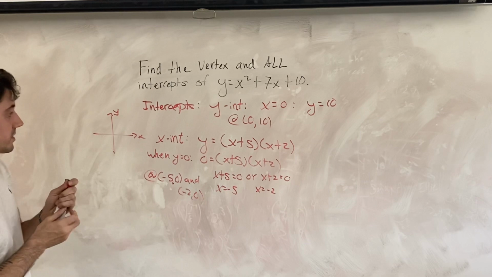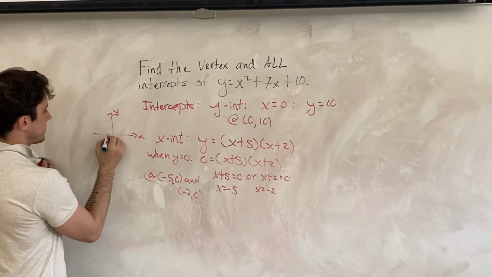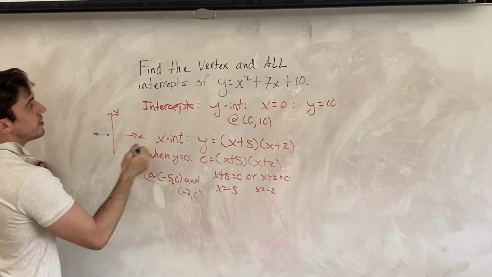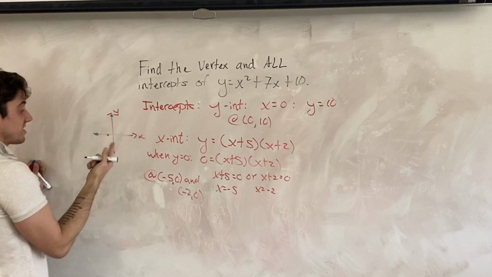So now if we're sketching this quadratic, we can start to put this on a graph. Negative 2, 0, let's say that's here. Negative 5, 0, that's around here. We have our y-intercept at 0, 10, which is maybe around here, right? This starts to make sense.